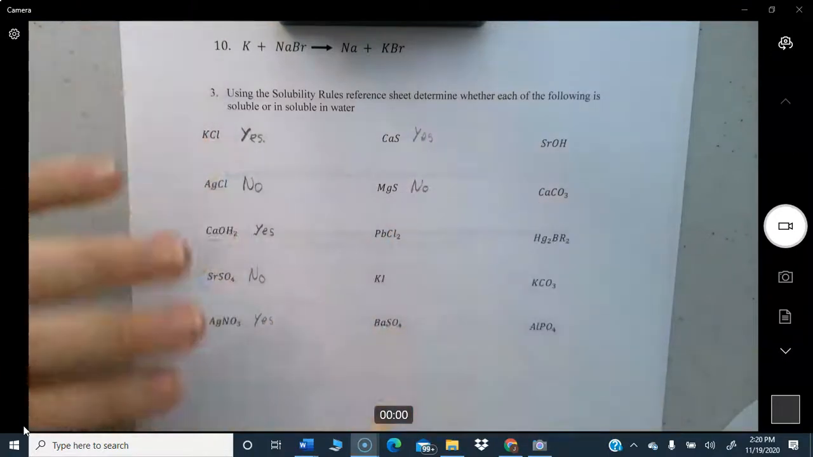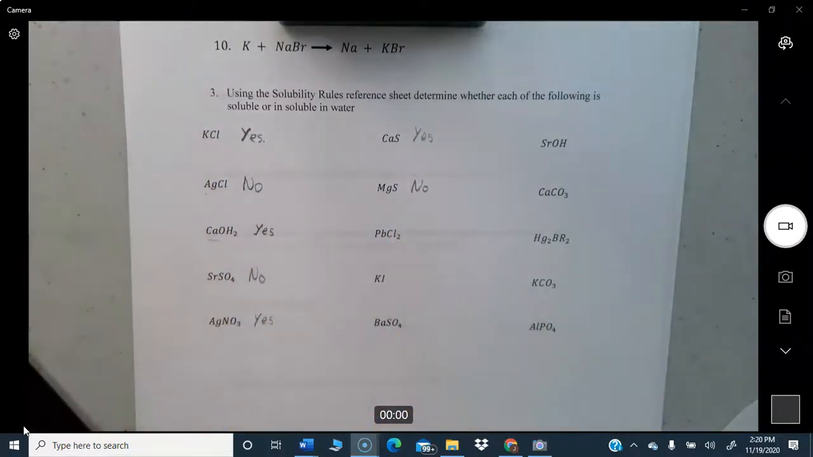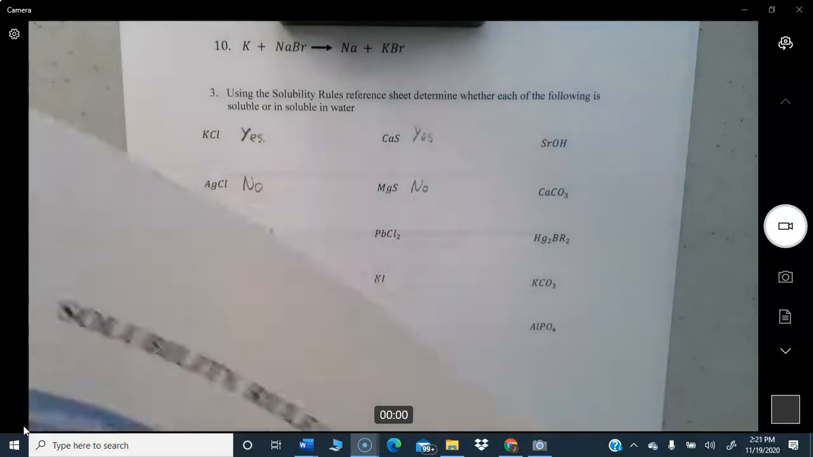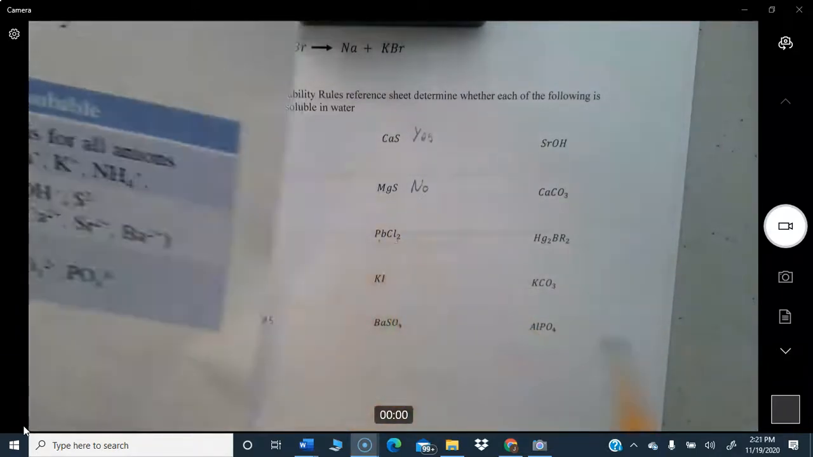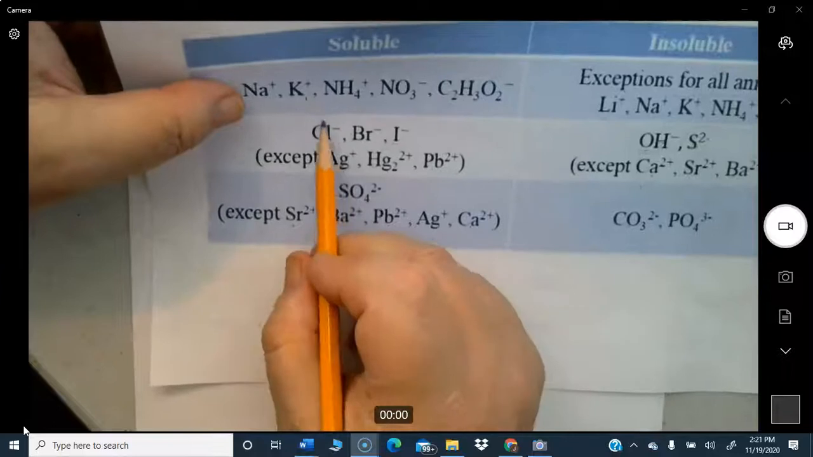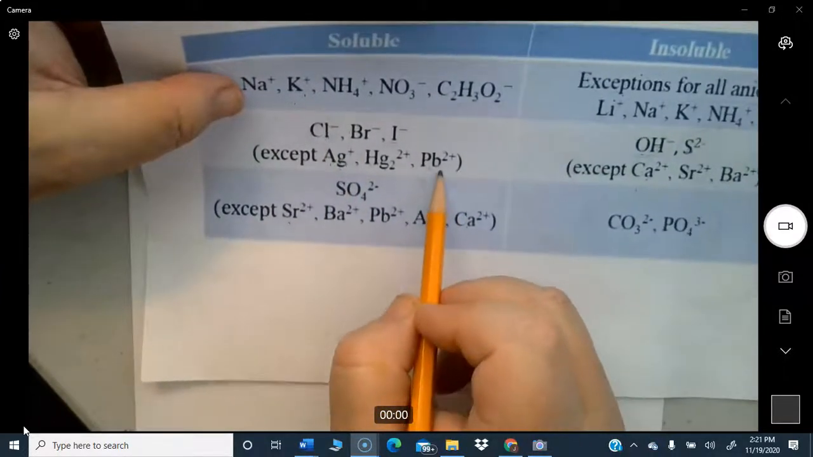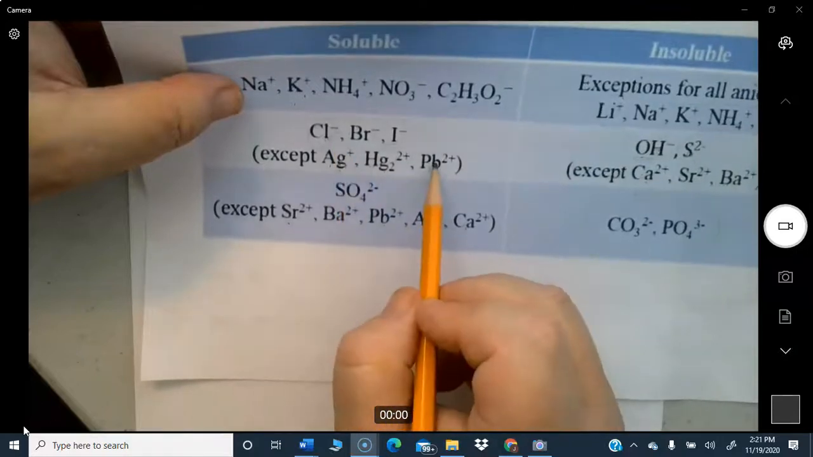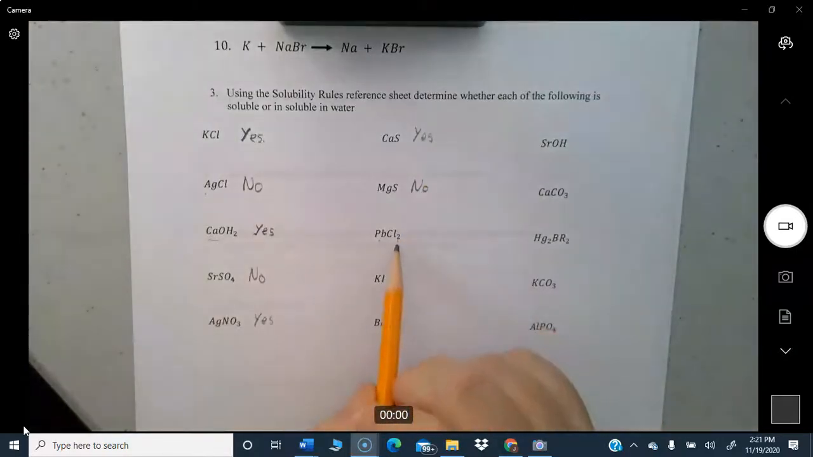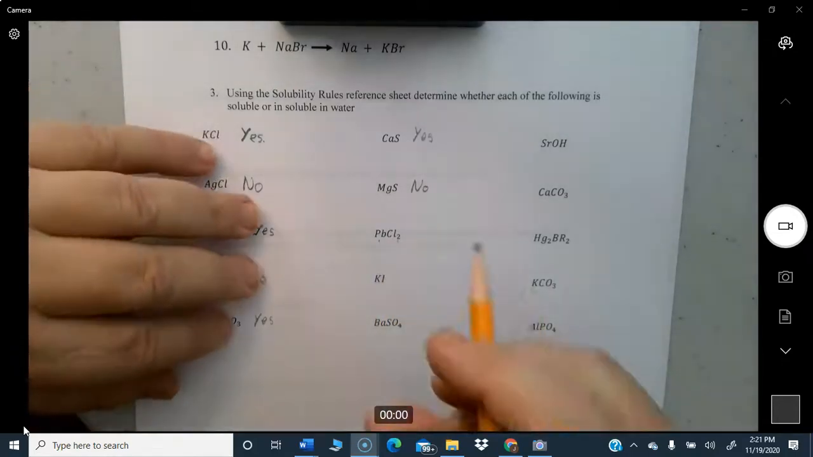Again, you should be stopping the video. Try to do these first and then watch the answers, okay? No copying. All right, lead chloride. So there's chlorine, and lead. It's soluble with everything except lead, so these 2 will be insoluble. Don't be fooled by the 2 there. That doesn't make a difference. Subscripts don't make a difference. It's just what are the elements. So that will be insoluble.